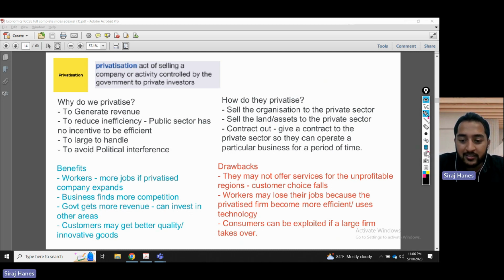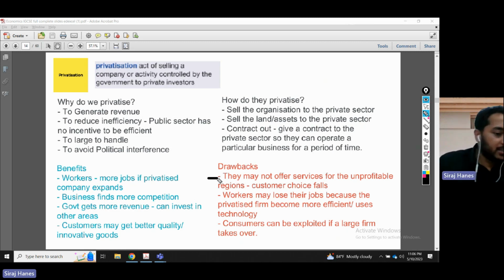What are the drawbacks of privatization? You know those unprofitable services? Let's say the post office. Who uses post anymore? Very rare that post is being used. If you want to send a post to any part of your country, you can send it because the government is operating it. The moment you give it to the private sector, you can't. No longer. You cannot.